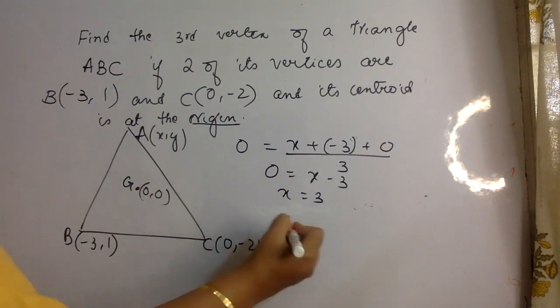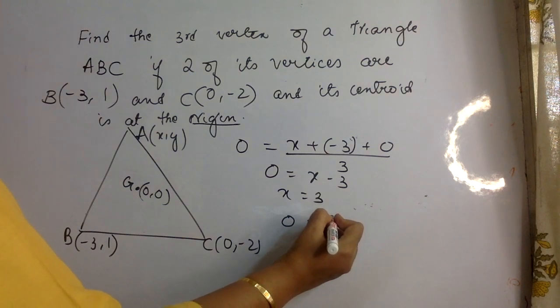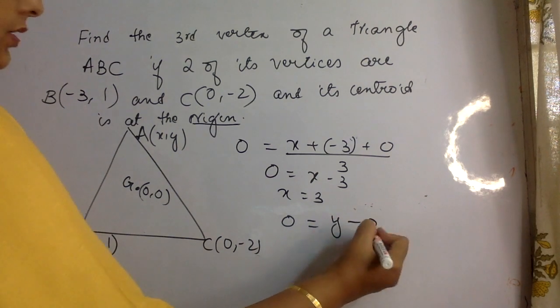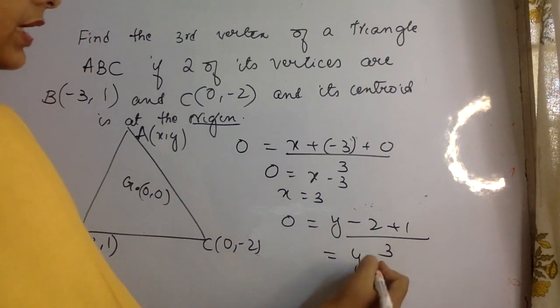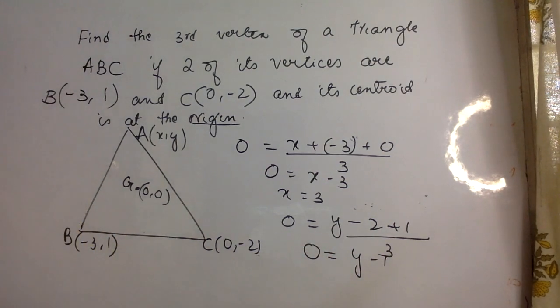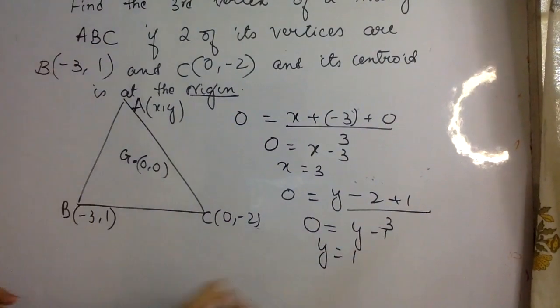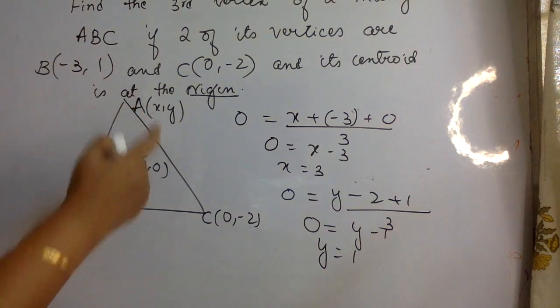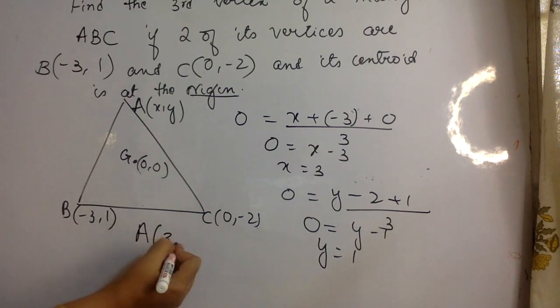Let me take the y now. This is y minus 2 plus 1 by 3, that is y minus 1 is equal to 0. So y is equal to 1. Okay, so for the coordinates over here, A becomes 3 comma 1.